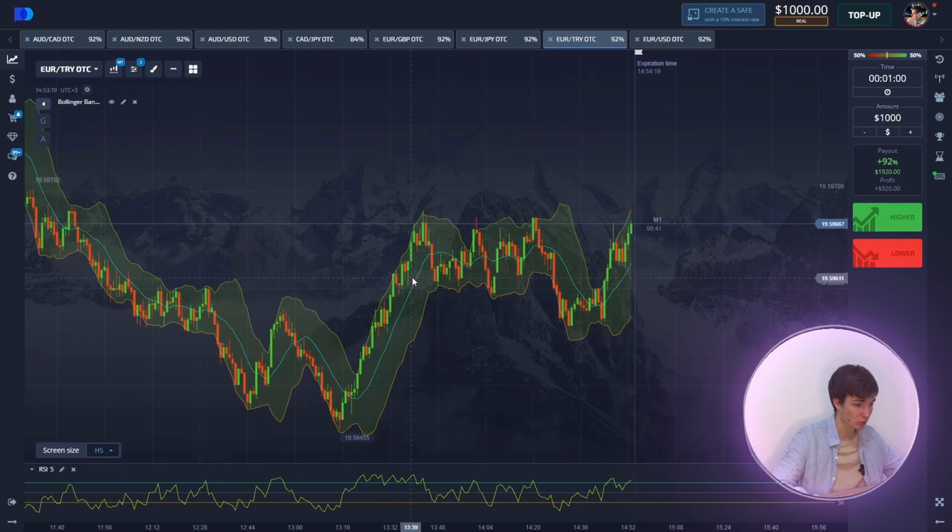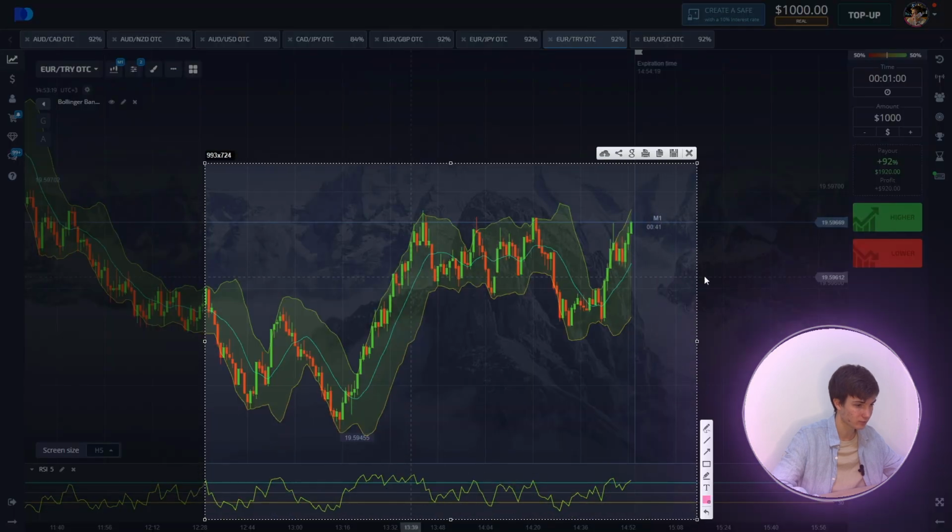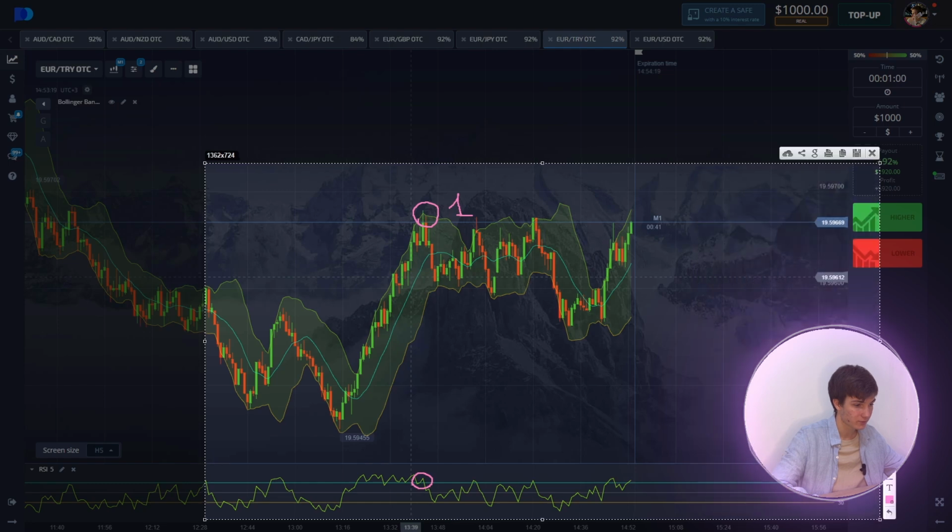I'll point out the workspace. So here, the touch of the upper boundary happened, and this is signal number 1. Basically, we see the whole picture instantly. The moving average crosses the level 70. It's the overbought zone, so the crossing top down is signal number 2.